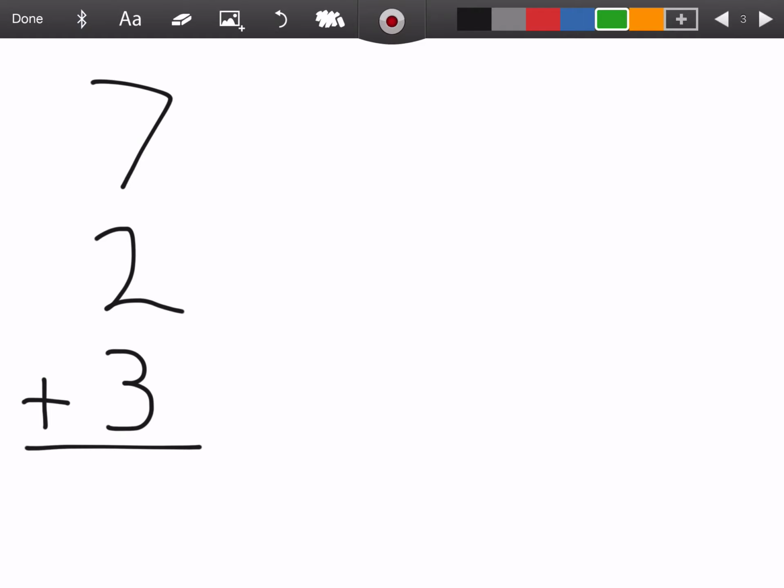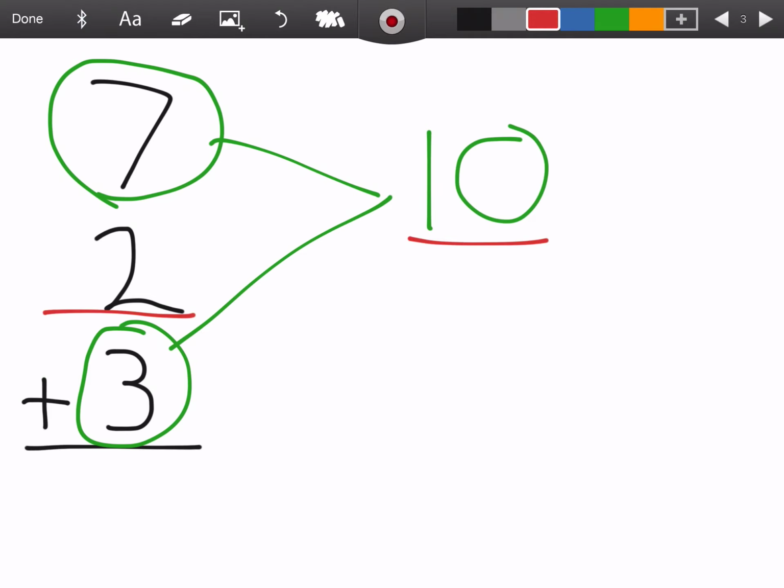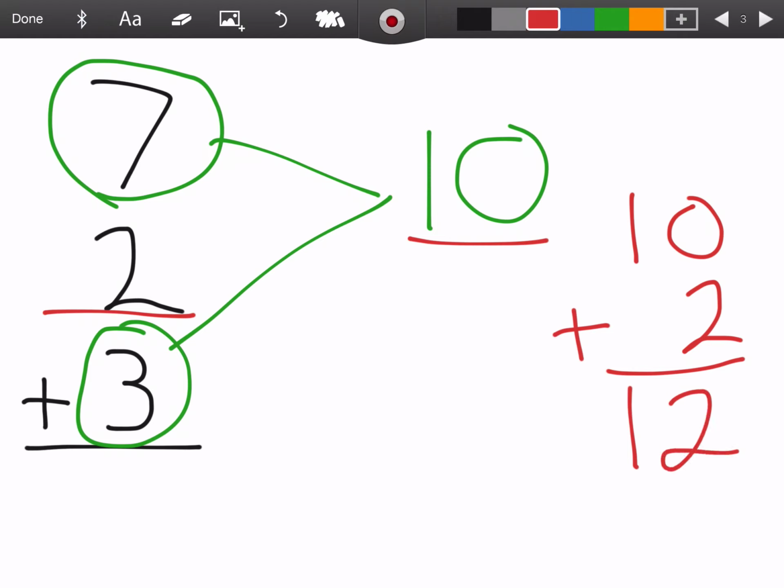I know my 10 facts, and I know 7 plus 3 gives me 10. If you can get to the number 10, it's much easier because now I can add that 10 plus that 2. If I need to write that out, hopefully we don't need to do that one. We should know how to do that, but 10 plus 2 equals 12.